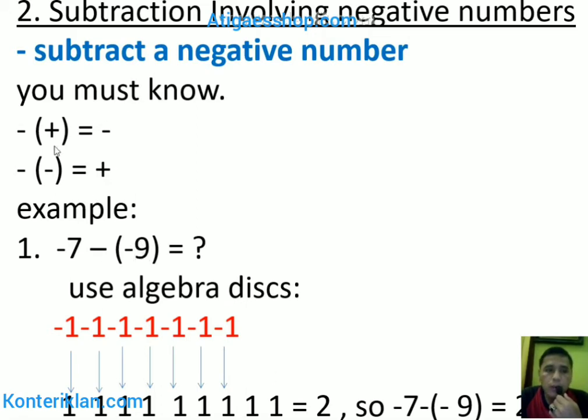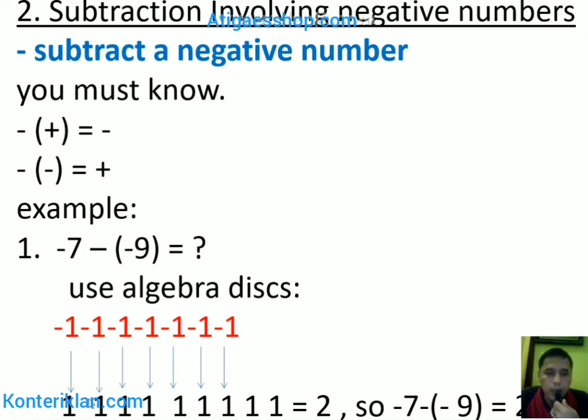Based on this formula, if negative meets a bracket with negative, it should be positive, because negative meets negative. So negative 7 plus 9. Use algebra discs: for negative 7, put negative 1 as many as 7 times. Okay, we can prove how many times you put negative 1: 1, 2, 3, 4, 5, 6, 7 times.